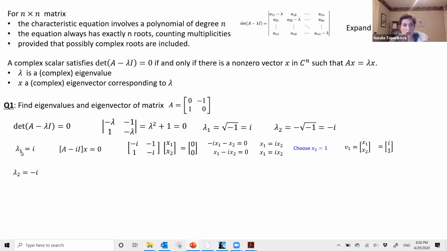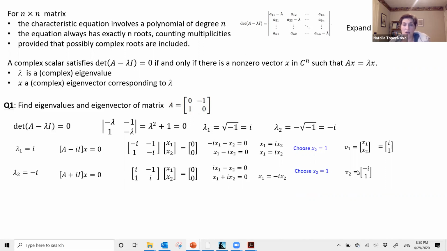Let's try the second one by taking our complex conjugate eigenvalue lambda 2 equal to -i, and again writing down our system of equations. And again, we have a free variable here, so we don't even bother writing the second equation. The one will suffice. So x1 is equal to minus i x2 is our equation, and x2 is a free variable. So again, I'll choose x2 equal to 1, and our second vector will be minus i, 1. And again, they are complex conjugates of each other.